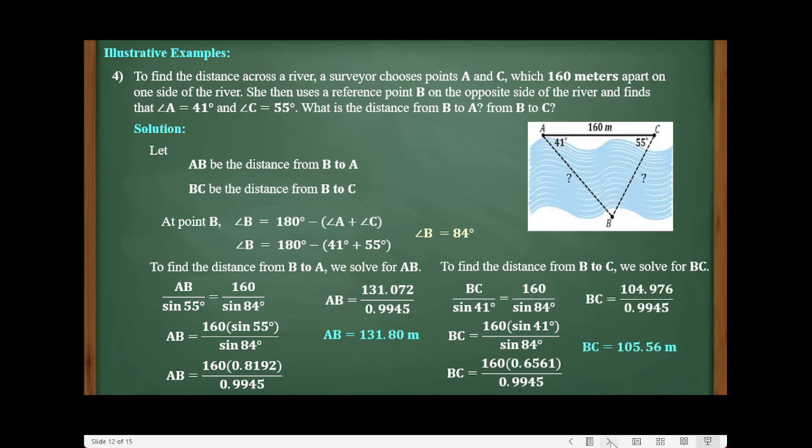And the distance from point B to C is actually 105.56 meters. Now, these are the answers. Okay? And this one. Next.